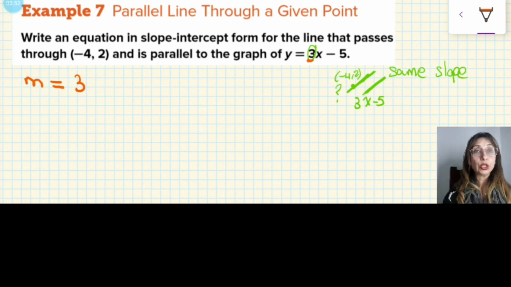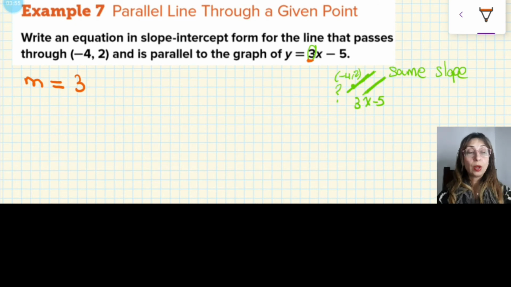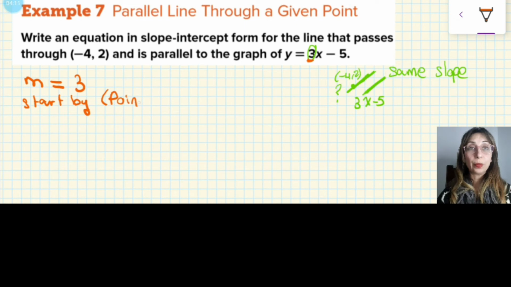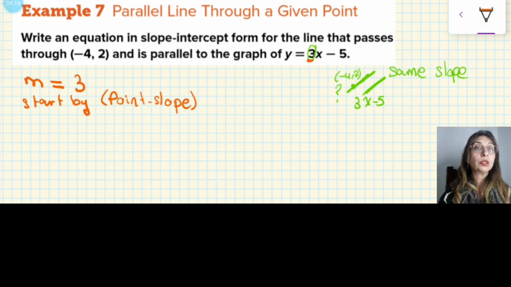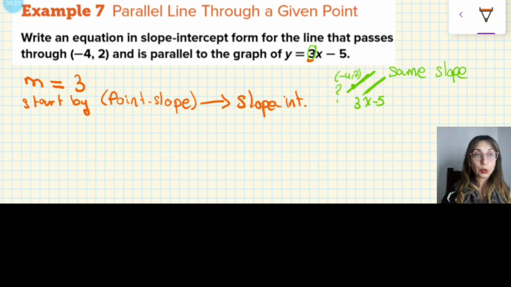How can I find the equation in slope-intercept form? The best thing to do, because I have a point that the line passes through, is to start by writing the equation in point-slope form, because this is what is available now. I have a point and I have a slope. Then after I do this, I will change it into slope-intercept form. So this is my plan for the solution.